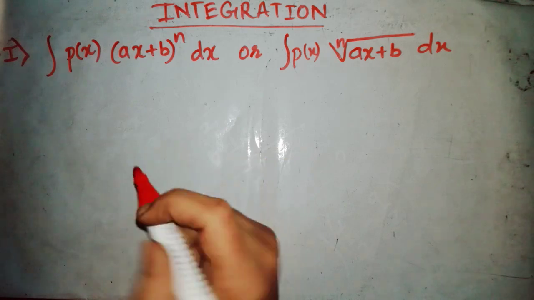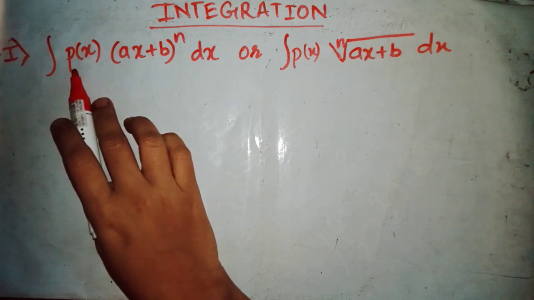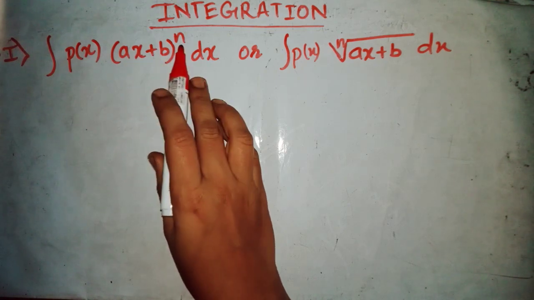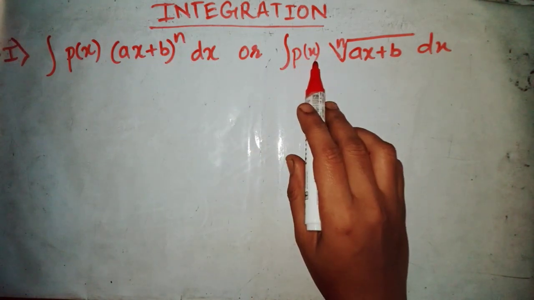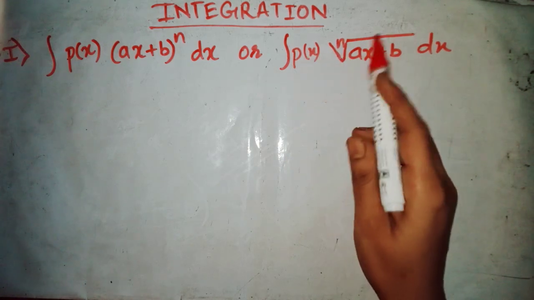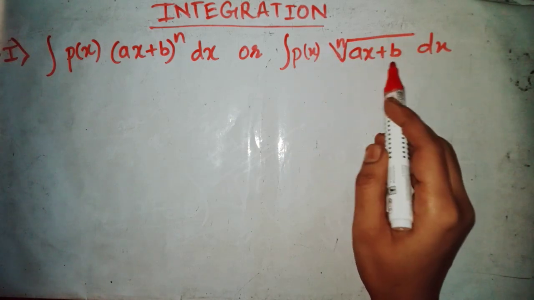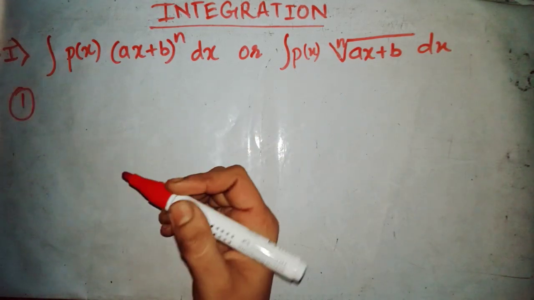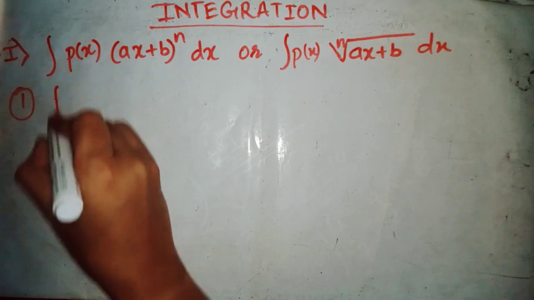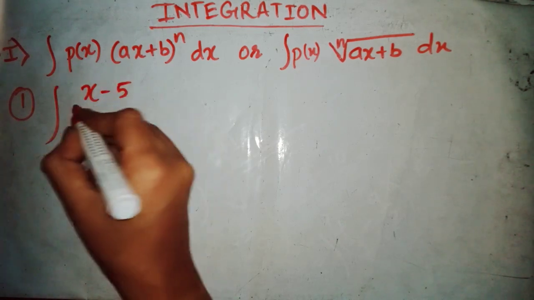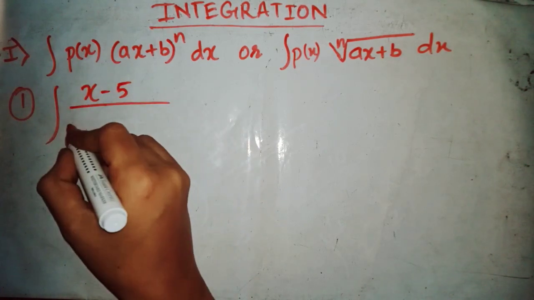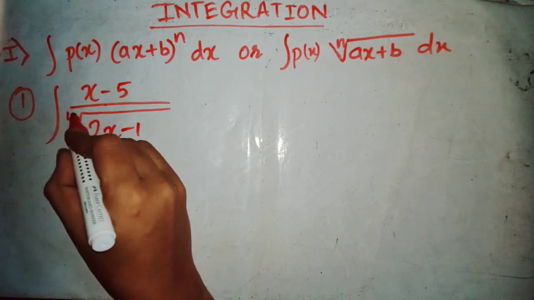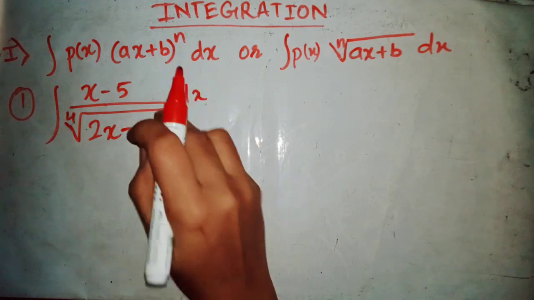Either it is given some polynomial times (ax plus b) raised to n, that is a linear polynomial raised to n, or there is a root, the nth root over the linear polynomial. So we'll see one example. Integral of x minus 5 upon the fourth root of 2x minus 1, dx.